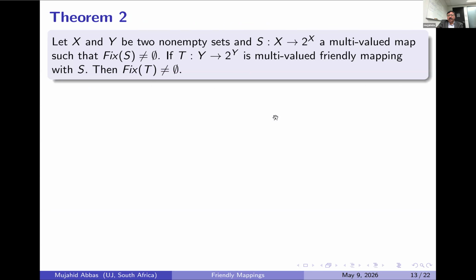So here is the theorem which says that if you have two non-empty sets, S is a multi-valued mapping whose fixed point set is not empty, and T is a multi-valued mapping which is friendly with the given mapping S, then the fixed point set of T is not empty.